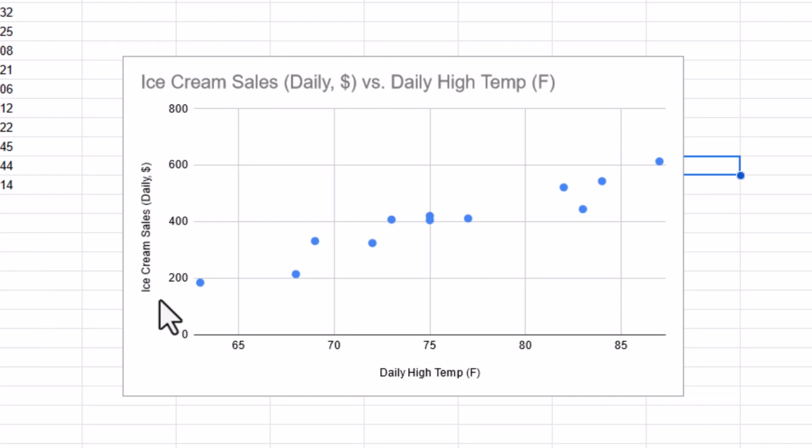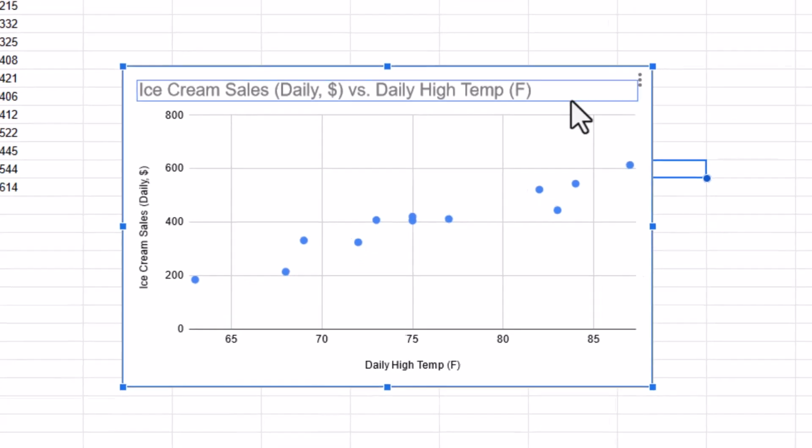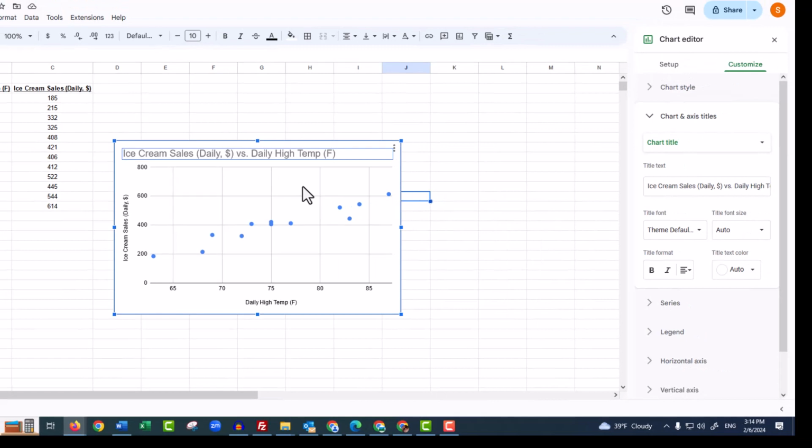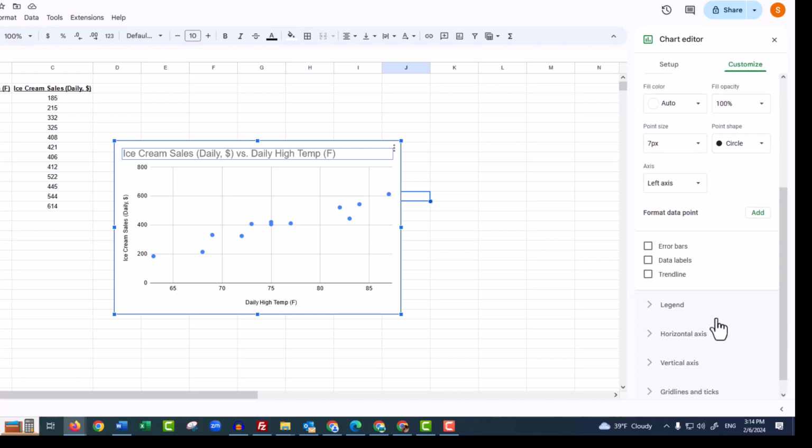Then the question is, where do you put the line? I mean, is the line like here? Is it here? Is it here? There's all kinds of places you can put the line. Good news is we don't have to worry about that. Sheets can find it for us. So you double-click on the chart once you have it. And then you come over to Customize, go to Series, scroll down until you see something called a trend line. And when you click that, my dear friends, is the best fitting line.